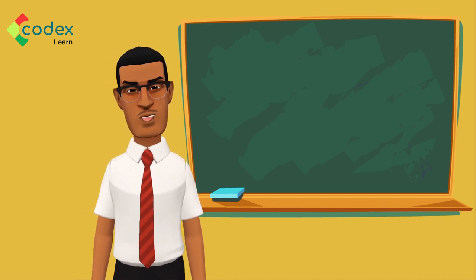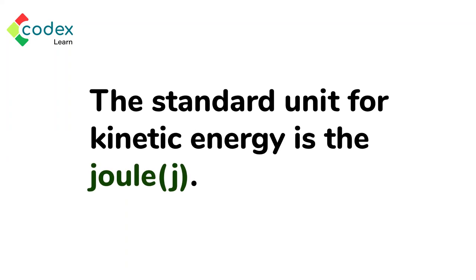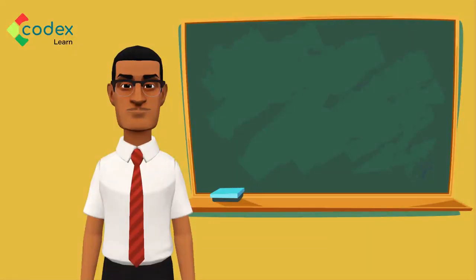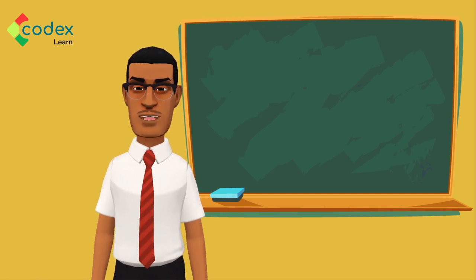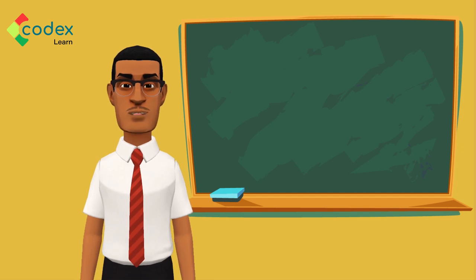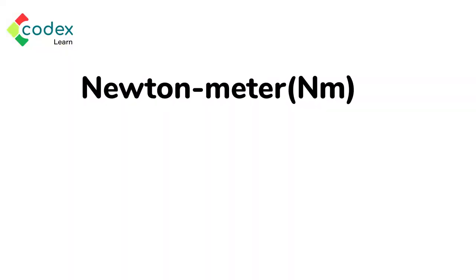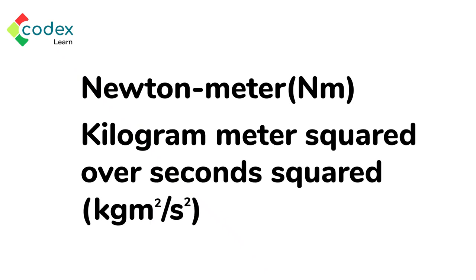Let's find out how to measure kinetic energy. The standard unit for kinetic energy is a joule, J. Does that ring a bell? I bet it does. The joule is a standard unit of measurement for energy in general. Other units for energy include the newton meter, N·m, and the kilogram meter squared over second squared, kg·m²/s². But we will learn about these units of measurement as we go along in other lessons.